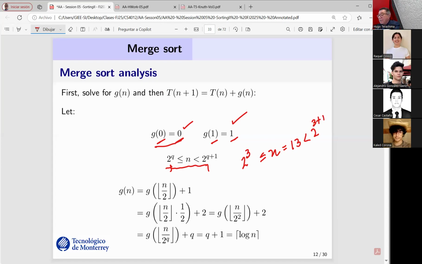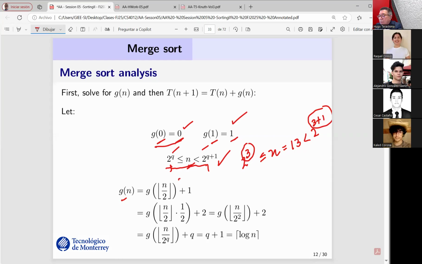Right? Remember that this is the general case. It's not a power of 2. So I give a value to n, whatever, and n is going to be between these two powers, right? In this case, 2 to the 3 and 2 to the 4. 13 is between those two powers, and q is 3, and q plus 1 is 3 plus 1. Is that understood here? I'm just stating the value of n, okay?